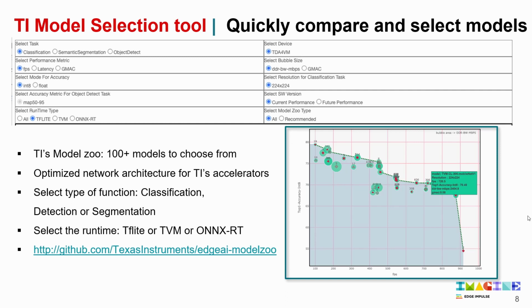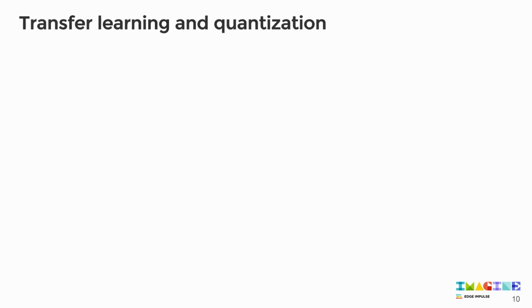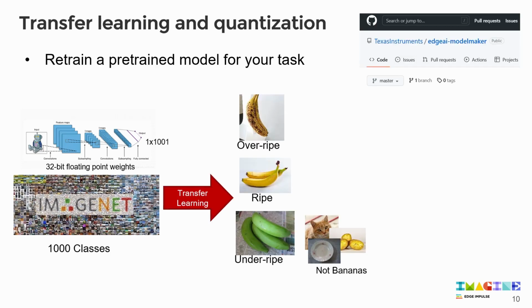And so now that you've chosen a model, let's go back to the design flow and see where we need to go next. We'll turn to training and refining the model. This entails transfer learning to modify the model to work for a particular use case. For instance, an image classification model trained on ImageNet will know 1,000 classes to recognize. But these may not be what an application needs.